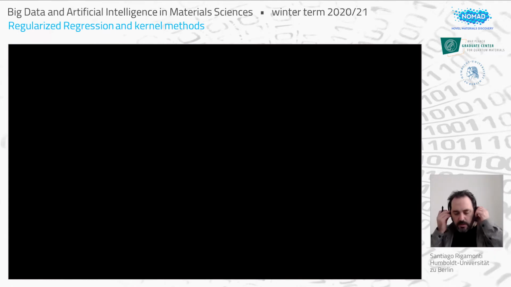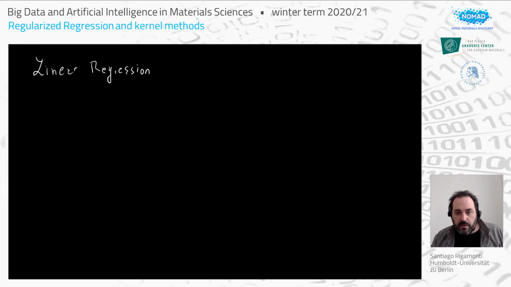Okay, good morning. I will start talking about regression and regularized regression in the first part of my lecture. And as I said before, in the second part I will talk about classification. So when talking about regression, a good starting point is linear regression, which is the simplest approach in regression.